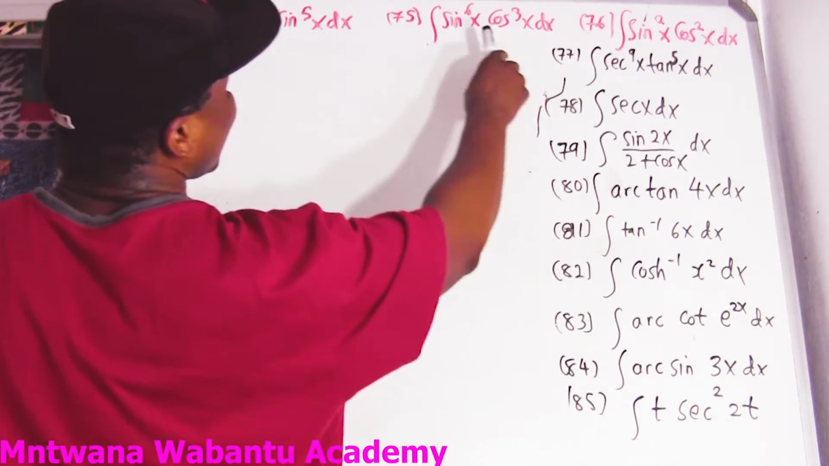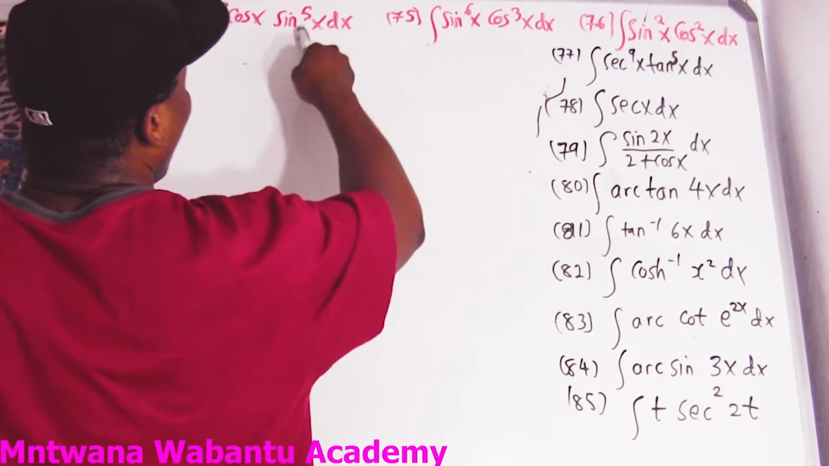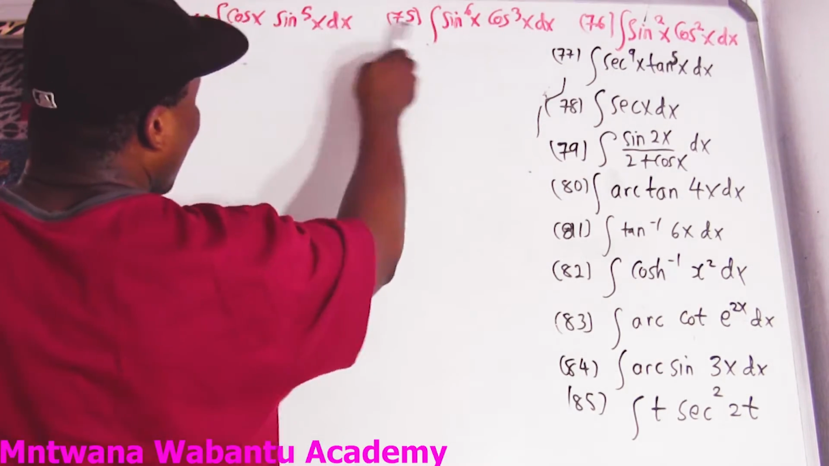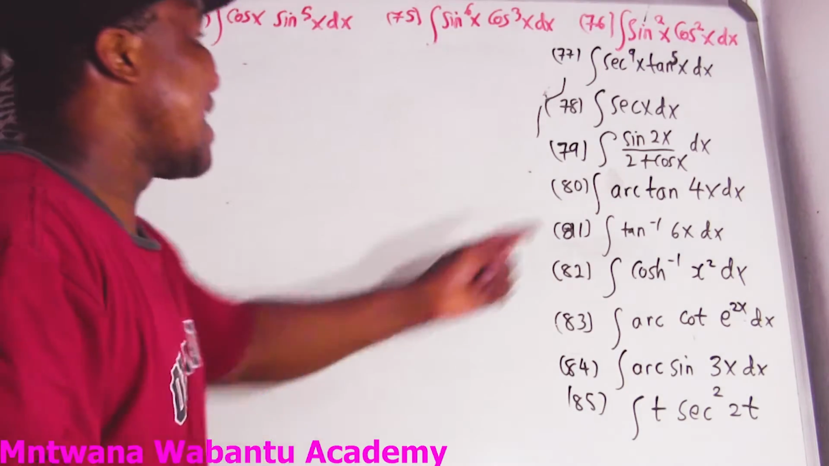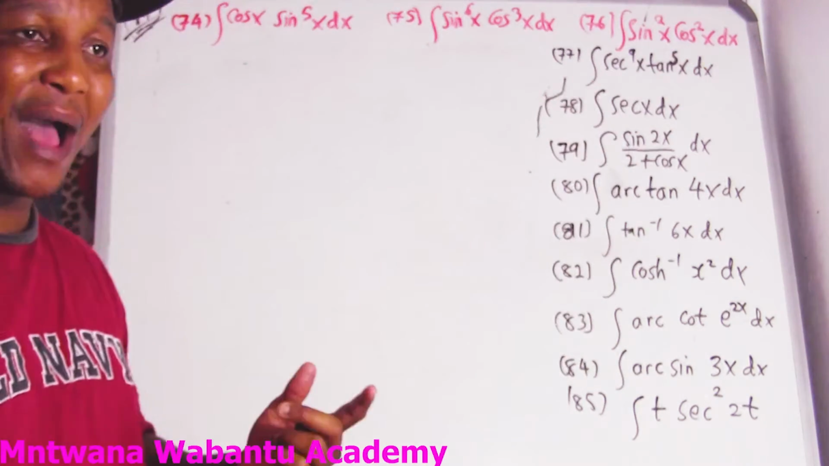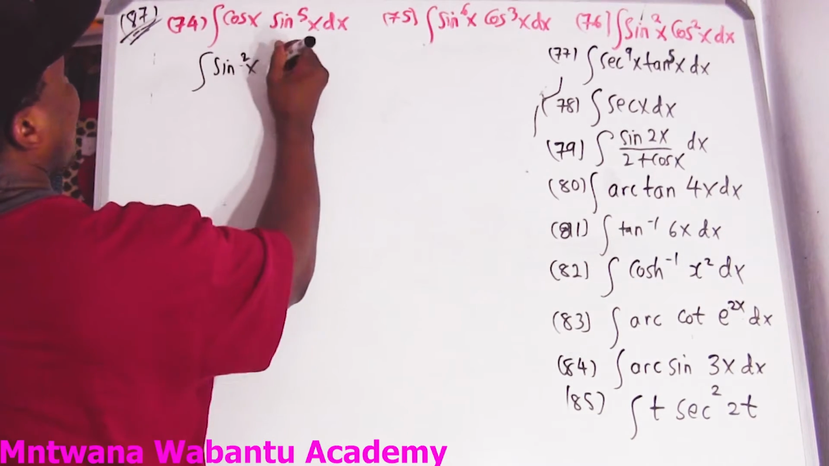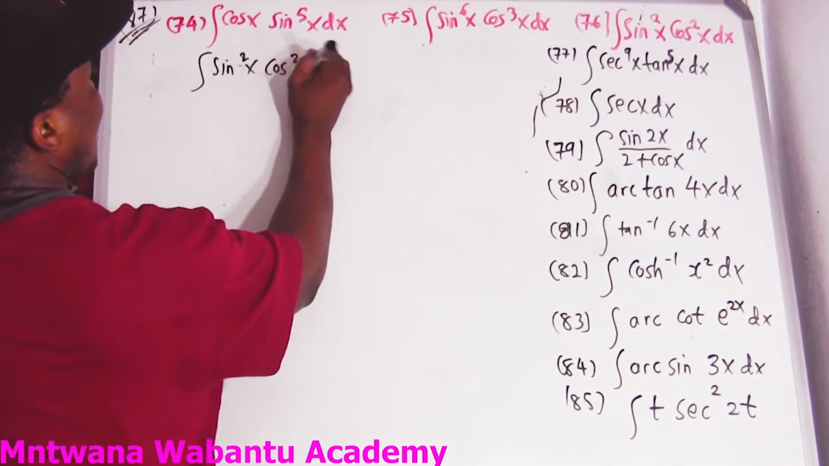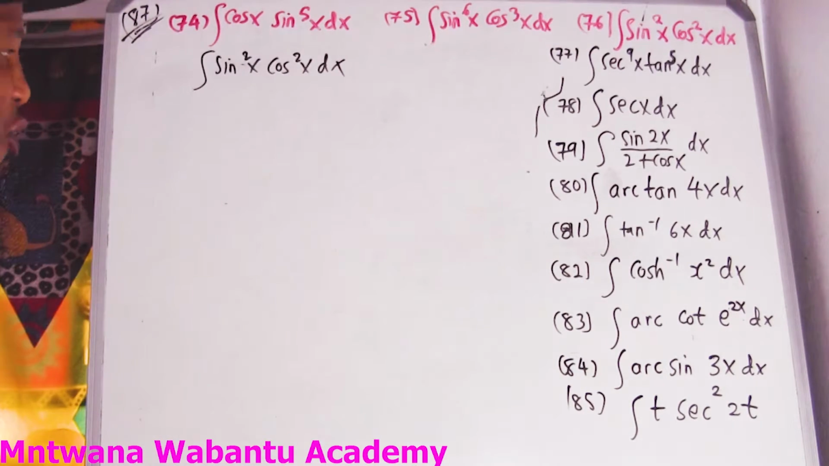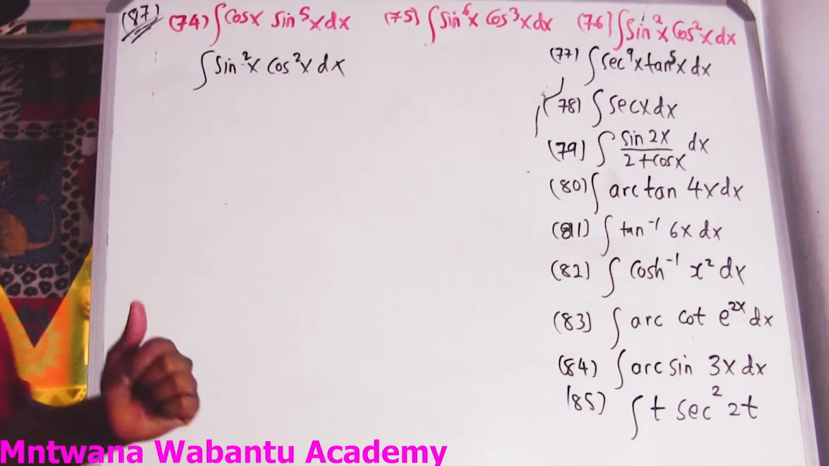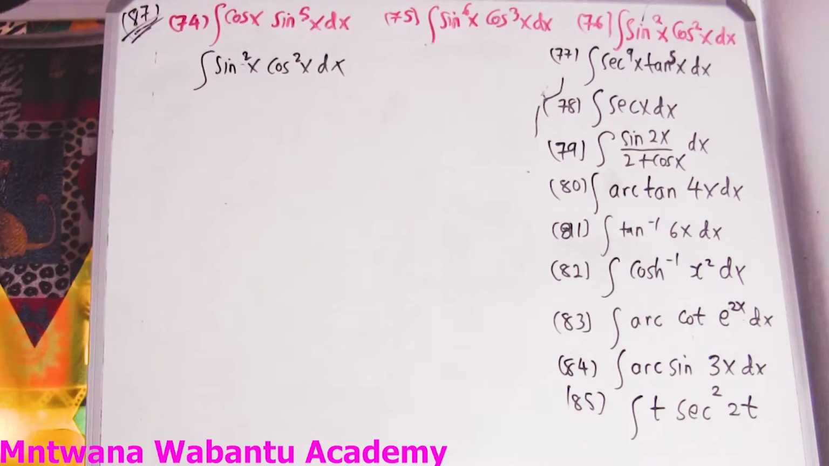Both even. You see here it is like even, odd, odd, even, odd, odd, even. So you do that trick. But now you see the both even power: integral of sine, and then I give you cos x dx. So how am I going to go about this? You have to know the double angle of sine and cos.